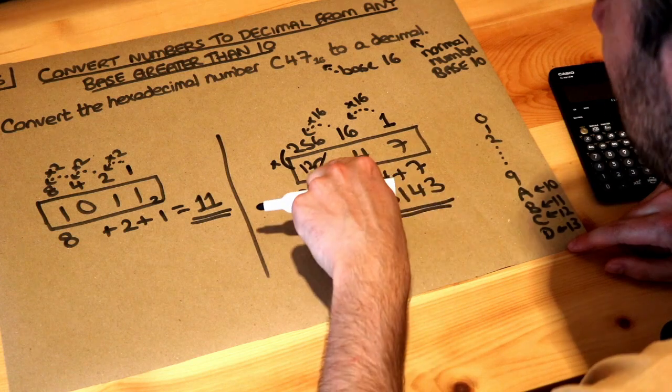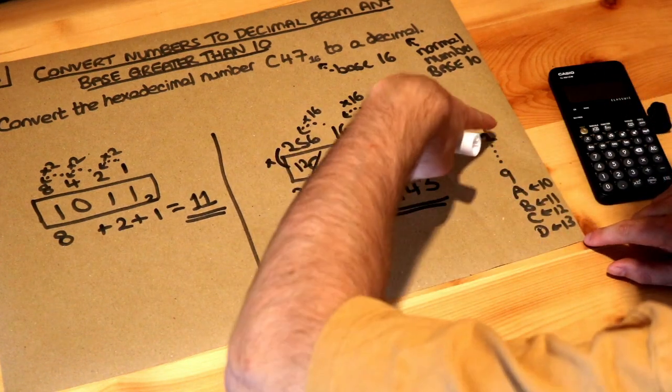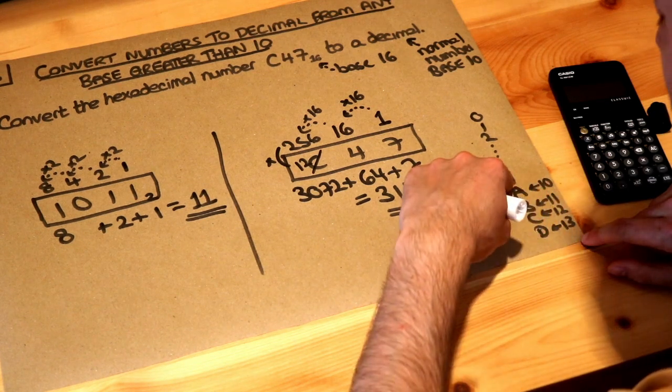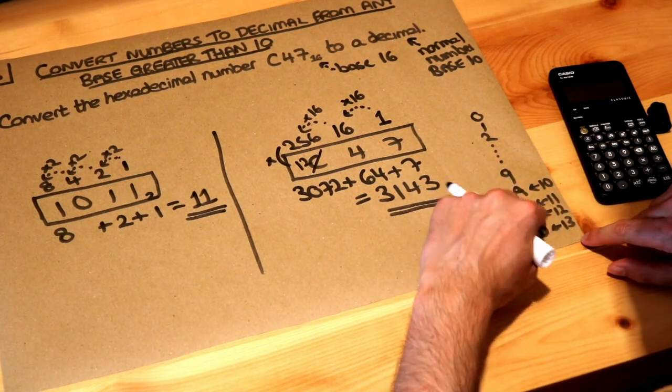And if you forget what A, B, C, D or E means, then just write a little table here. So A is always worth 10, A is the first digit after 9, and then it goes up by 1 each time.